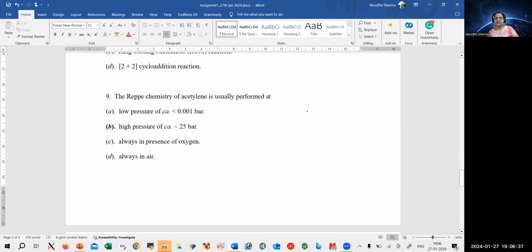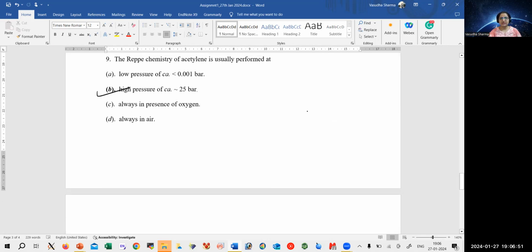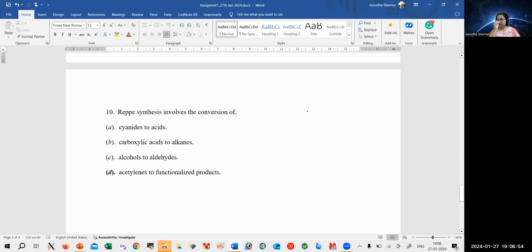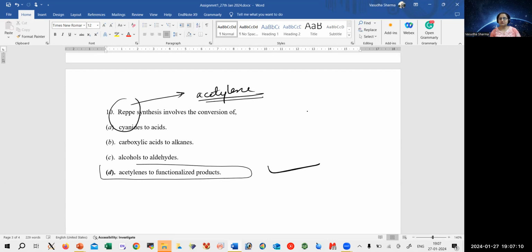The next question, the Reppe chemistry of acetylene is usually performed at high pressures, because that was the thing for which they devised special test tubes which could handle higher pressures. And the last question, Reppe synthesis involves the conversion of what? Cyanides to acids, carboxylic acids to alkanes. The name Reppe is associated with acetylene only, so the substrate has to be acetylene. The only option left is acetylene to the functional product.